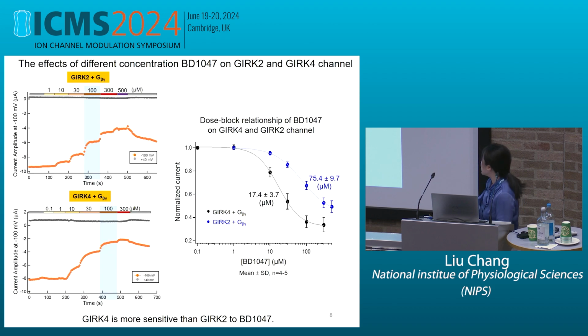The first thing we did was to make the dose-block relationship of BD on the GIRK4 and GIRK2 channels. Here GIRK2 is also co-expressed with the G-beta and gamma subunits to reach the same experimental condition as GIRK4. By applying various concentrations of BD on them, I got the dose-block relationship shown on the right side. The IC50 of BD on GIRK4 is around 17 micromolar. As for GIRK2, it is around 75 micromolar. So indeed, GIRK4 is more sensitive than GIRK2 to BD.